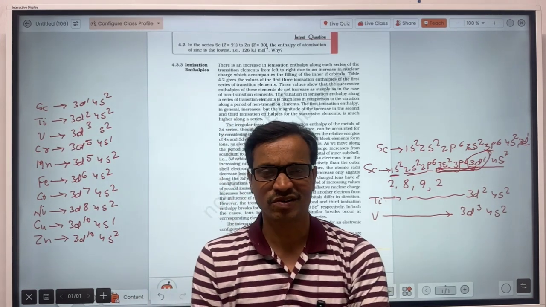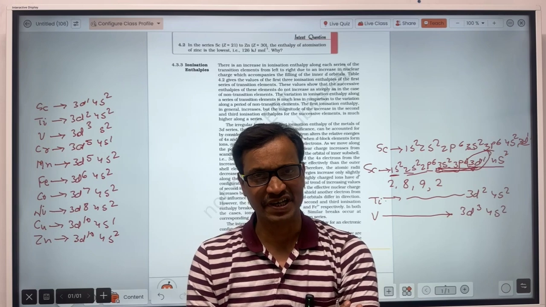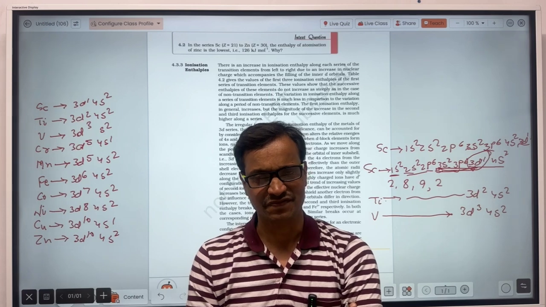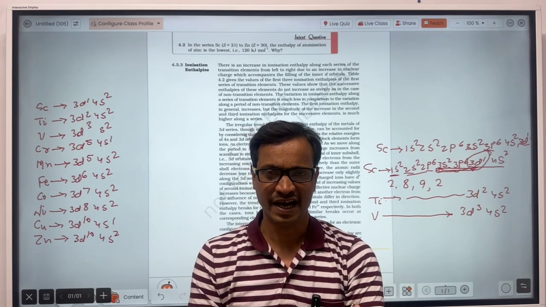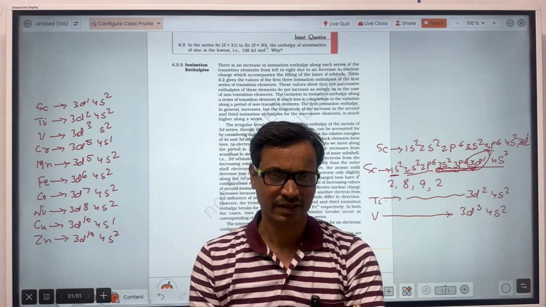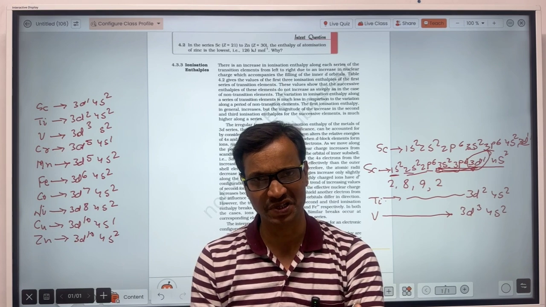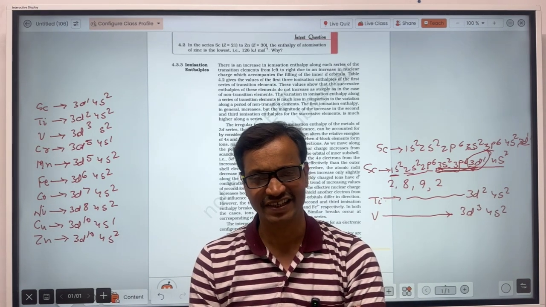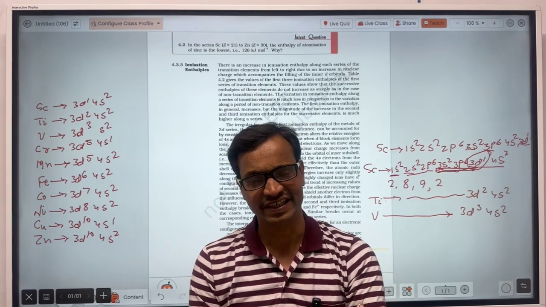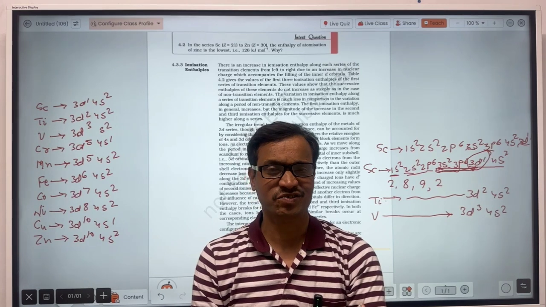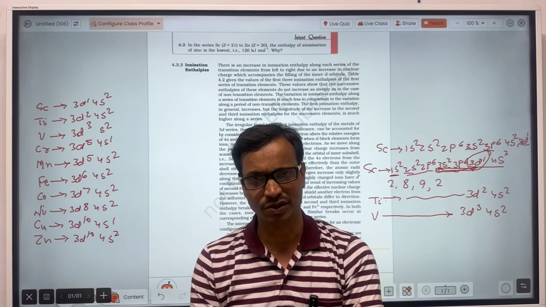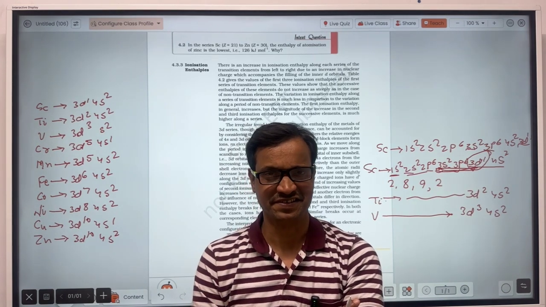Since on moving across the period the atomic number increases, the number of protons in the nucleus will increase and the added electron will enter the same shell. As a result, the attractive force between the nucleus and the valence electron will increase, so the valence electron will be displaced towards the nucleus and hence the atomic radius or atomic size decreases.